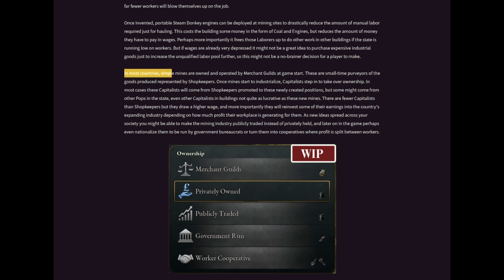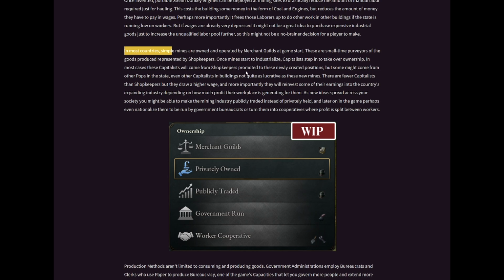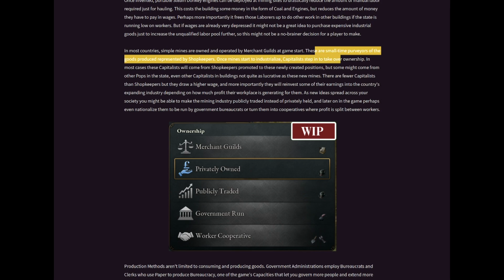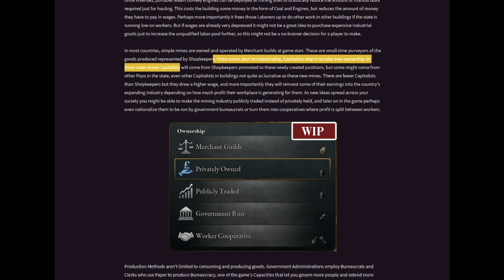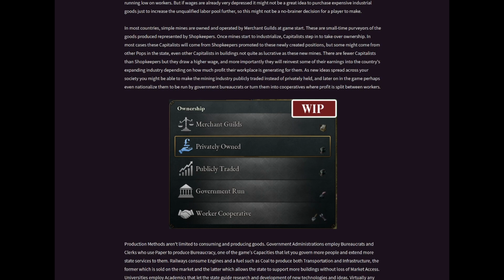In most countries, simple mines are owned and operated by merchant guilds at the game's start. These are small-time purveyors of the goods produced, represented by shopkeepers. Once the mines start to industrialize, the capitalists step in to take over ownership. Capitalists are, of course, a phenomenon that is also usually made by groups, and it is also a fluid process. Like in history, some of the nobles would become capitalists, some of the capitalists would become nobles, and they would rise to the upper echelons. And how did they do that? By forming companies. Because you cannot do it alone, yeah.